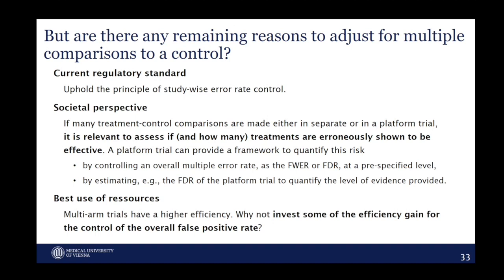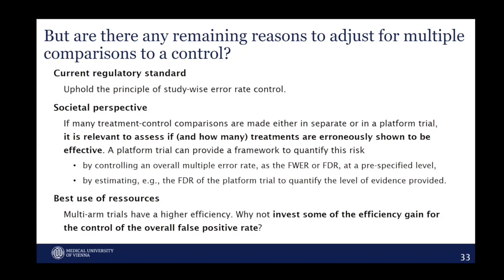However, before we abandon multiplicity adjustment in these settings, I think it's important to also consider the arguments in favor of addressing multiplicity on a platform trial level. One argument is the current regulatory standard to control the study-wise error rate, which has proven to be very useful in the interpretation of clinical trial results. However, these guidelines might not be directly applicable to platform trials. But we have to be aware that abandoning multiplicity adjustment relaxes the regulatory standard from a study-wise error rate to a sub-study-wise error rate, which might be okay.